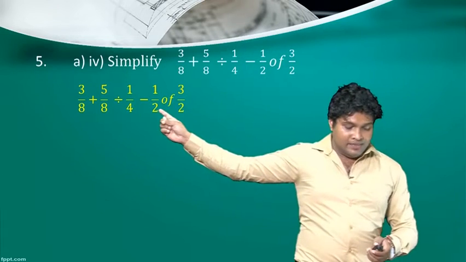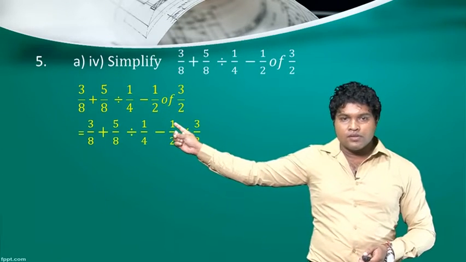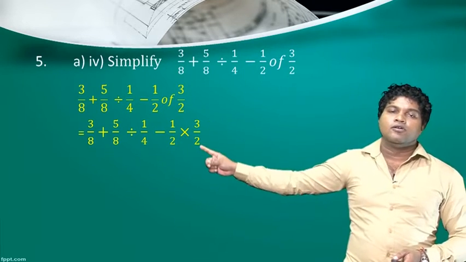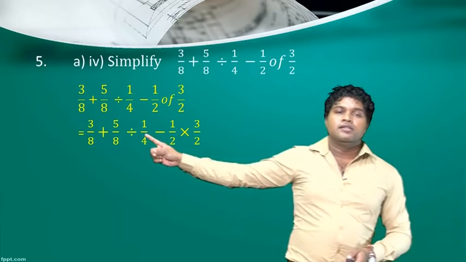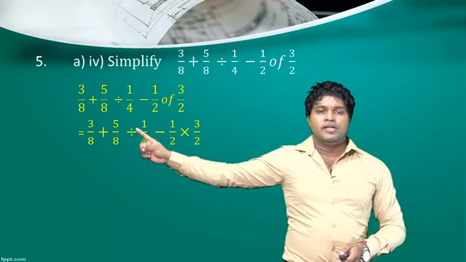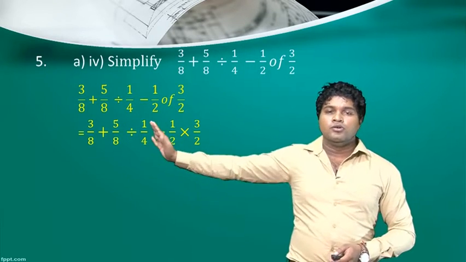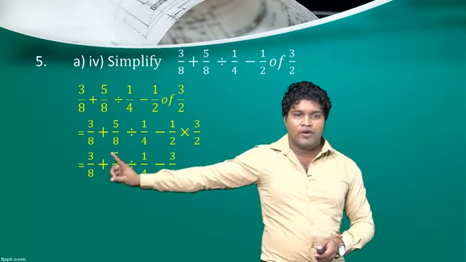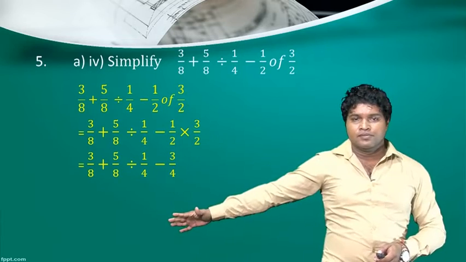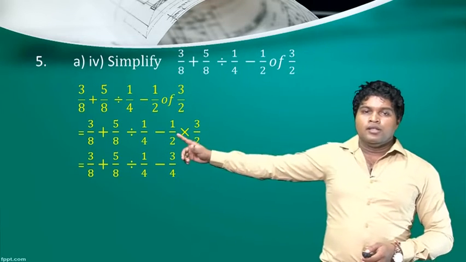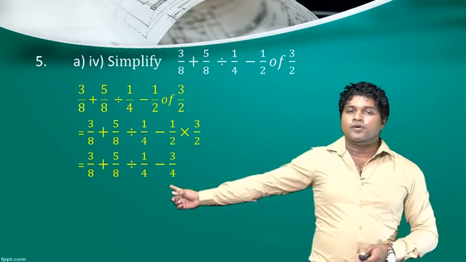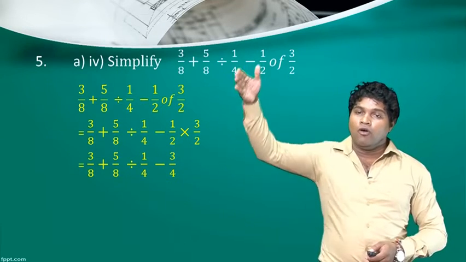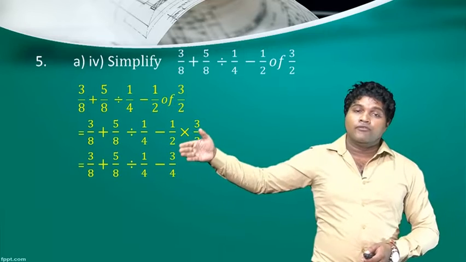Then you can see it is half into 3 over 2, because of is a multiplication. Then 3 over 8 as well as 5 over 8 and divided by 1/4 cannot do anything. Then they are waiting. 3 over 8, 5 over 8, division 1/4 are waiting. Then what can you do? 1 times 3 is 3, 2 times 2 is 4. After completing that off part, you follow the order: bottommost, bracket, off, then division.